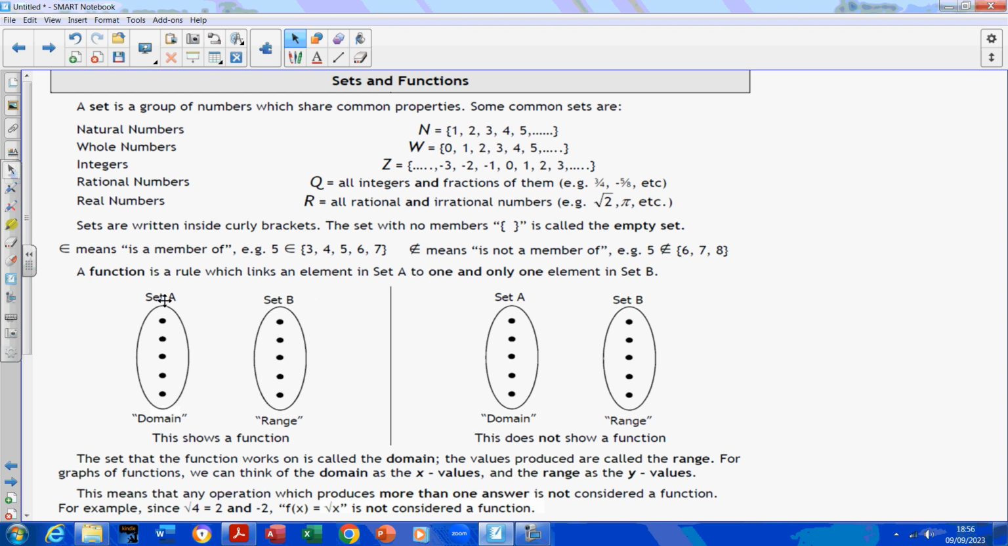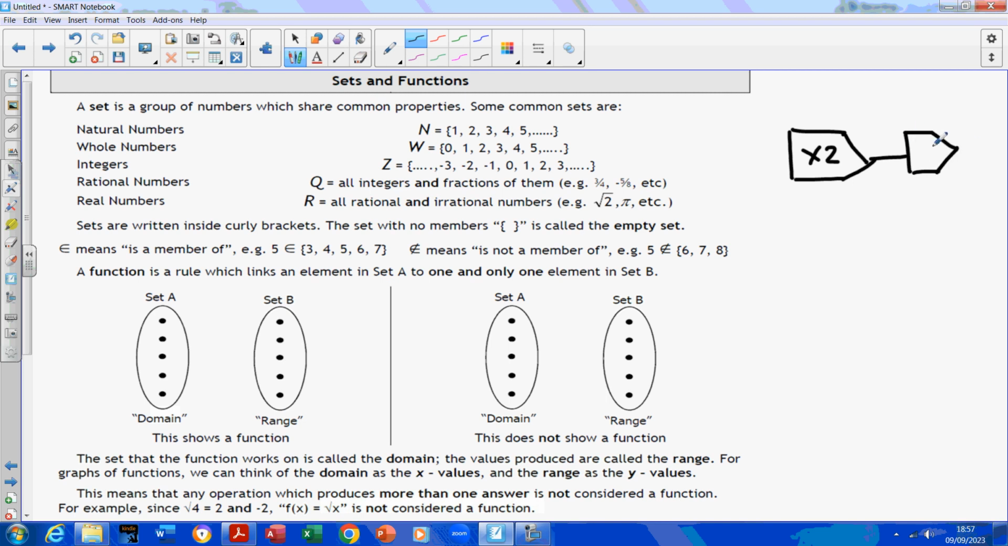You can think of functions in what's called cloud diagrams. So a function is a set of rules which link an element in set A to one and only one element in set B. That's maths speak, and it sounds hard. But basically, this is just what you did when you were in first year and you did machine chains. So you might have something like you saw a machine chain, and that machine chain might have multiplied a number by 2, and then it might even have added on 1. And you put numbers into that.